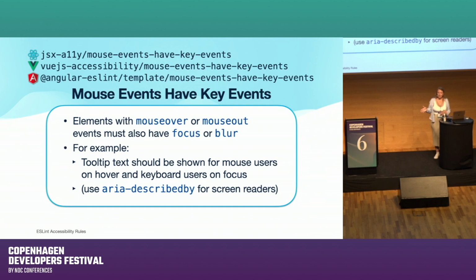This next rule, mouse events have key events, checks for elements with mouse over or mouse out events, and ensures that they are also paired with a focus or blur event for keyboard users. For example, a tooltip is intended to provide clarification or missing information and needs to be shown both to mouse and keyboard users. And for screen reader users, as a side note, a clarifying tooltip should also be connected to its trigger with the ARIA described by attribute.